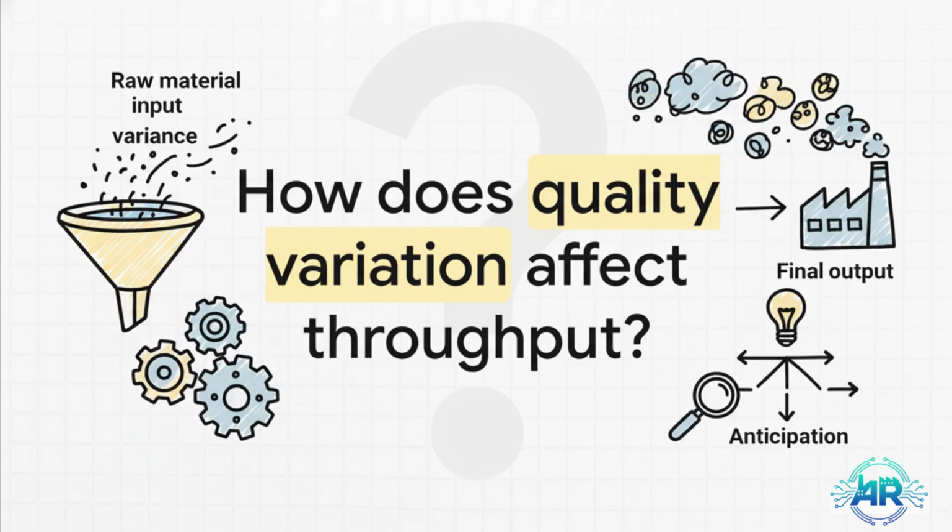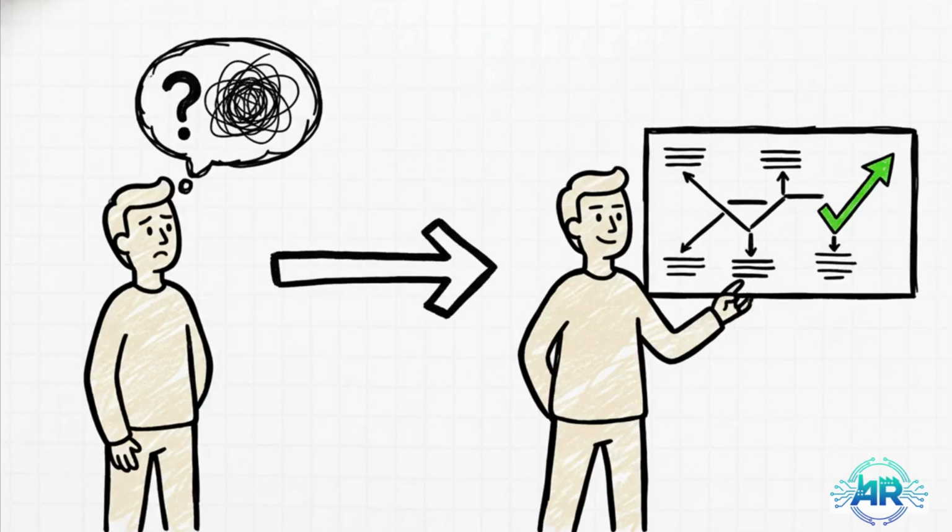How does that tiny change ripple through the whole system and affect your final output? You can actually test that. It's the difference between just reacting to problems and truly getting ahead of them. You can see how this is a massive shift in thinking.